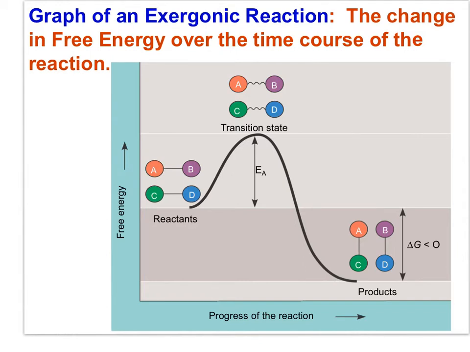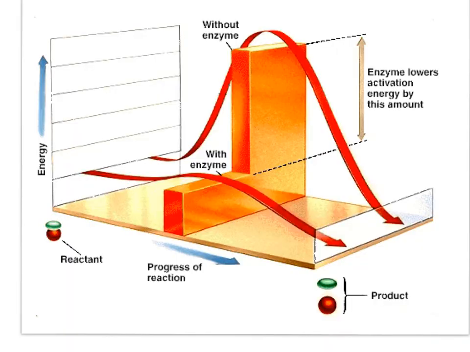The change in free energy is here, and we designate the change in free energy, known as delta G, as negative, less than zero, because the system has given up free energy as an exergonic reaction. In this graph, we have free energy on the y-axis and progress of the reaction on the x. You can see the reaction curve for a reaction without an enzyme, and then the reaction curve for a reaction with an enzyme. Enzymes lower the activation energy required for a reaction to proceed. This is what enzymes do to accelerate chemical reactions. Enzymes lower the activation energy.